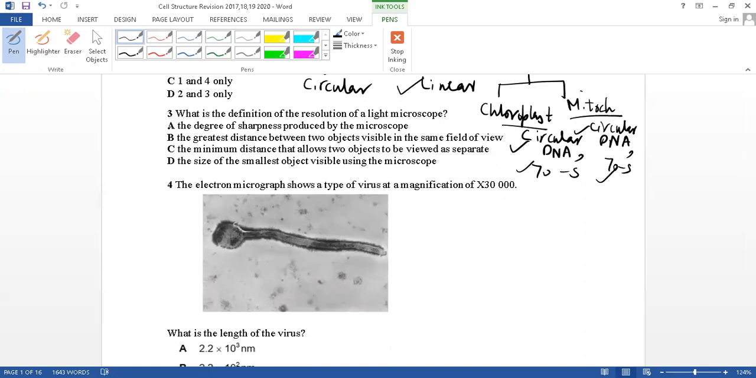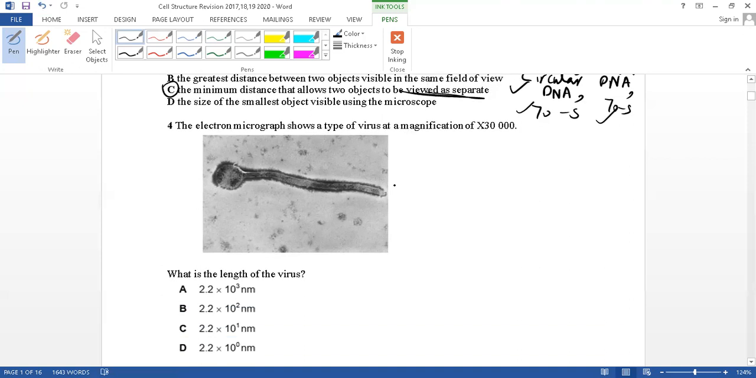Yes, ma'am. Okay. Now, what's the definition of resolution of a light microscope? Which one is the best suitable definition of resolution? Ma'am, option C. Which one? Option C. Very good, excellent. The minimum distance that allows two objects to be viewed as separate, so that you can resolve them as two separate things and they don't merge and don't overlap over each other.